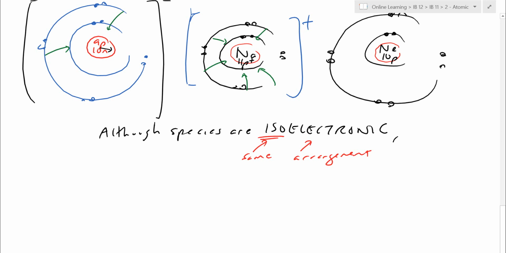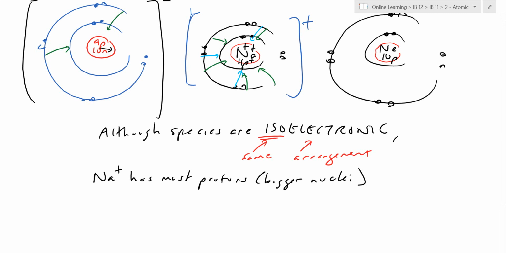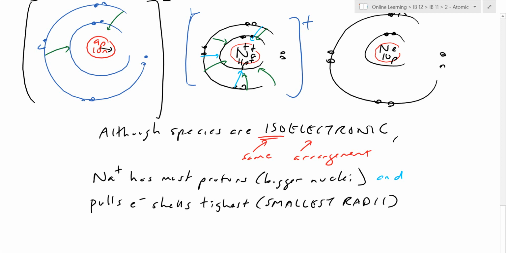Although species are isoelectronic, we can make a note here. Sodium plus has the most protons, so it has 11. That means it actually has a bigger nucleus. But again, we're not really worried about the size of the core. Because I have those 2 extra positives, you're actually going to be able to pull in your shell even tighter, closer to the core. So Na+ has the most protons and pulls electron shells tightest. Our conclusion there is it would therefore have the smallest radius. It would have the smallest size because it has the most protons.